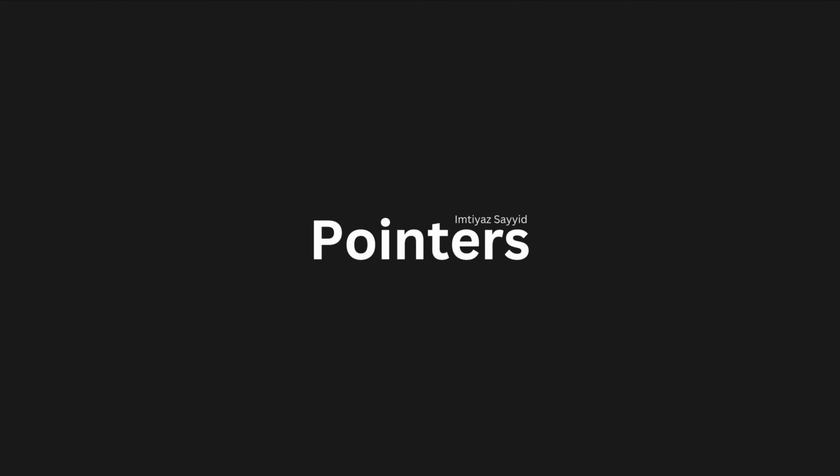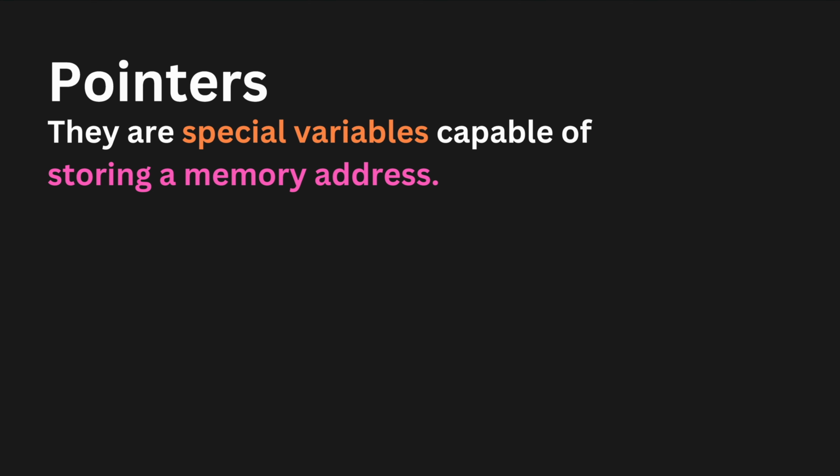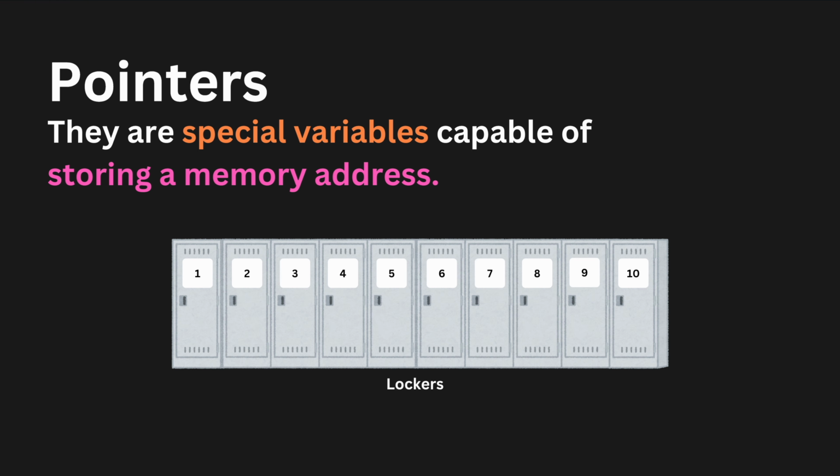Let us take a look at the definition of a pointer. We will revisit this definition after an example, so don't worry too much if it's not making much sense. Pointers are special variables capable of storing a memory address. So, how normal variables store values such as 10, a, 10.5, etc., pointers store the addresses where those values are stored rather than the value itself. Let us understand pointers with a simple example.